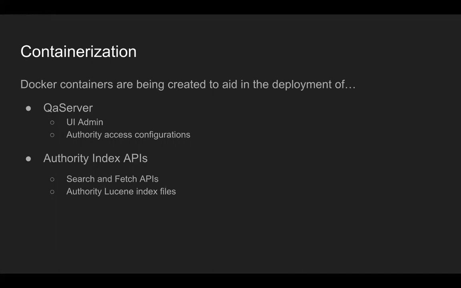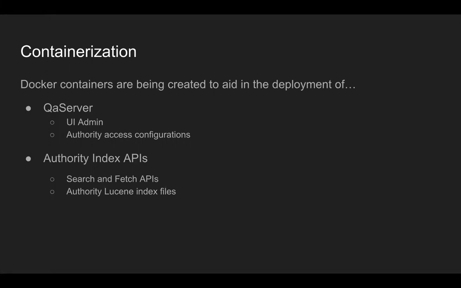The configurations in QA server are actually quite small. So if you had them all, it really wouldn't be a burden. But the index files can be very large, especially when you start looking at something like LOC names, which is a very large authority file. So we set it up so you could do those separate.